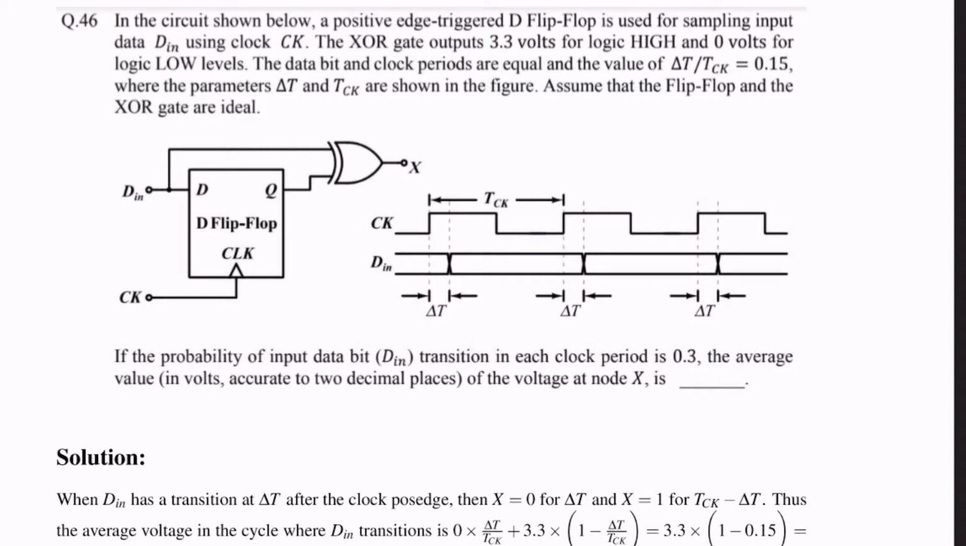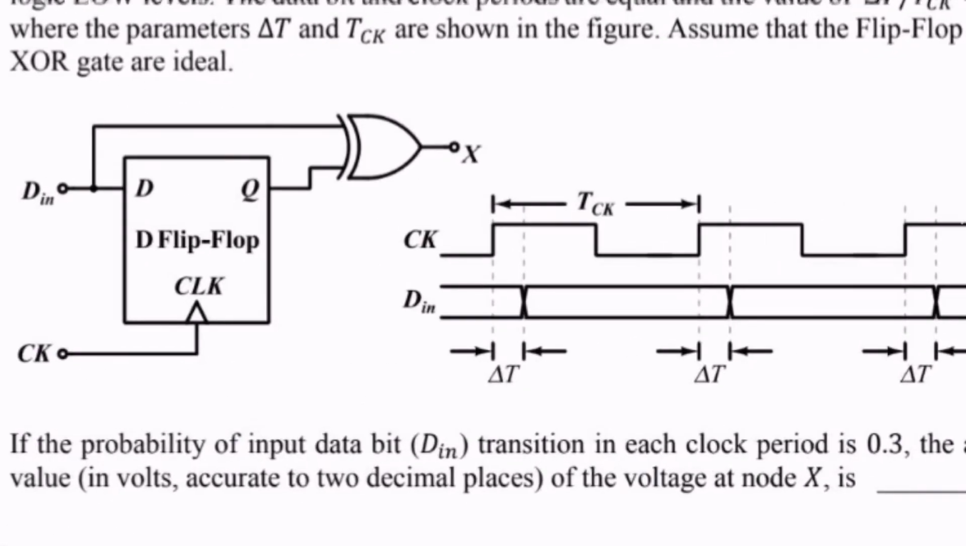We are given that the output of the XOR gate swings between 0 volt and 3.3 volt, right? 0 volt is for logic 0 and 3.3 is for logic high. So the output of the XOR gate will be 3.3 volts if the inputs are different, that is, if you get D in here and D in bar here, and they'll be the same if the inputs are the same, right?